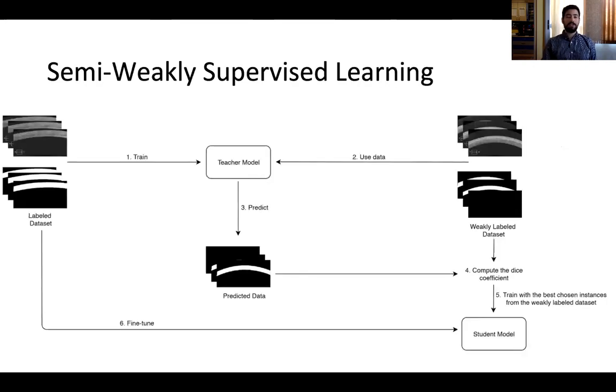So now I will describe our approach. To train a more robust model for image segmentation, we propose a semi-weakly supervised learning approach. In our approach, we make use of two different datasets, one which is a labeled dataset, and another one which is a weakly labeled dataset. First, we train a teacher model using this labeled dataset. After training, we use the OCT images from the weakly labeled dataset, and we segment these images using our teacher model.